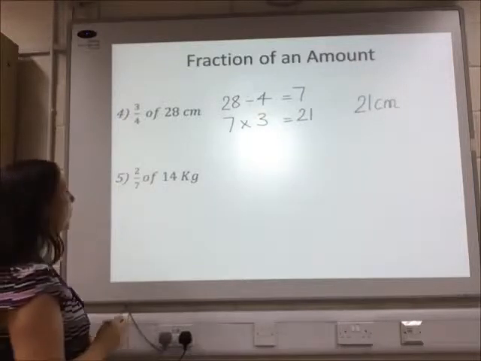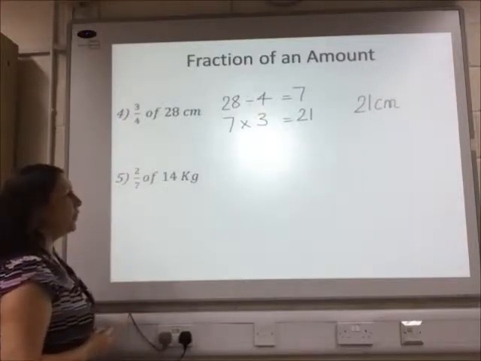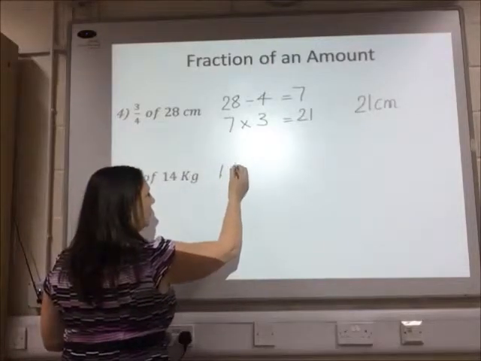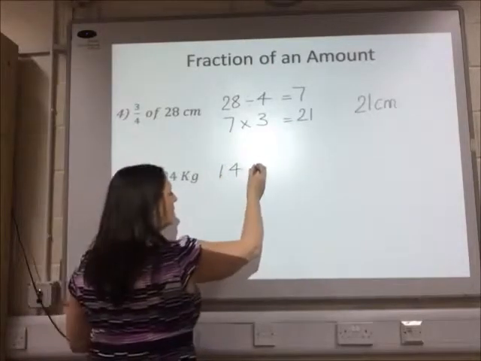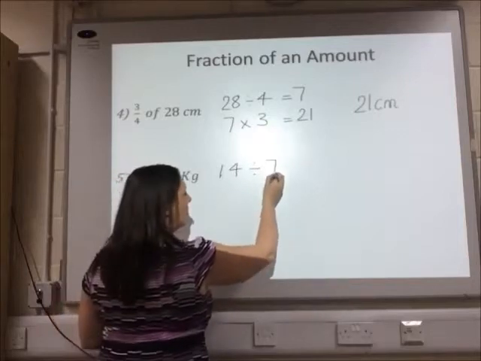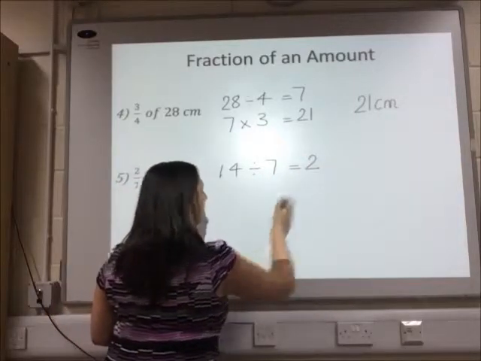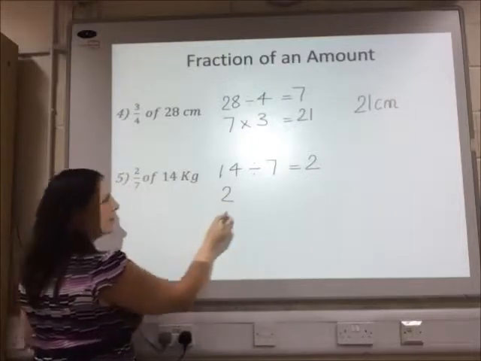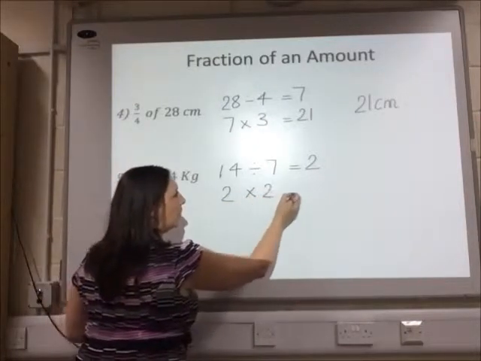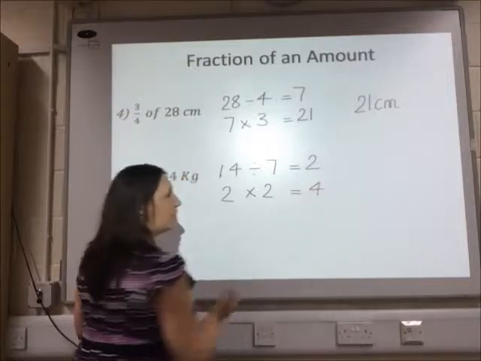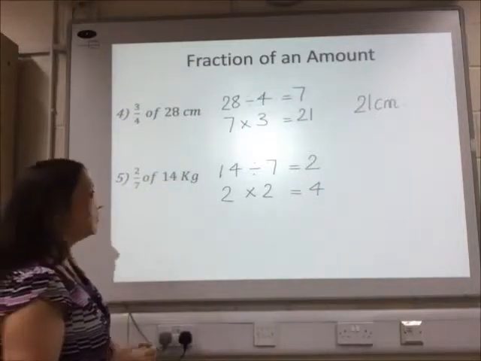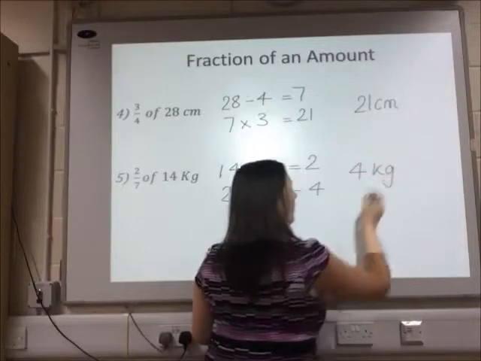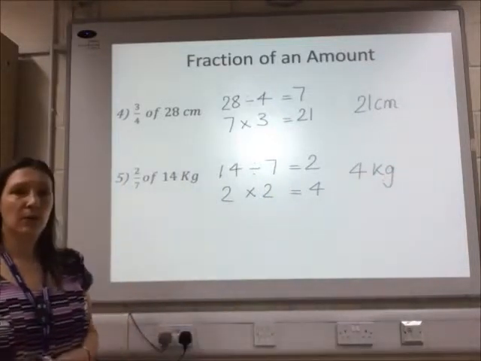The final example, 2/7 of 14 kilograms. Again, the amount is 14. Then we divide by the number on the bottom, so divide by 7, which gives me 2. We take that number 2 and multiply by the number on the top of the fraction. 2 times 2 will give me 4. Don't forget to write your final answer, 4 with the units, kilograms, the same as the original question.